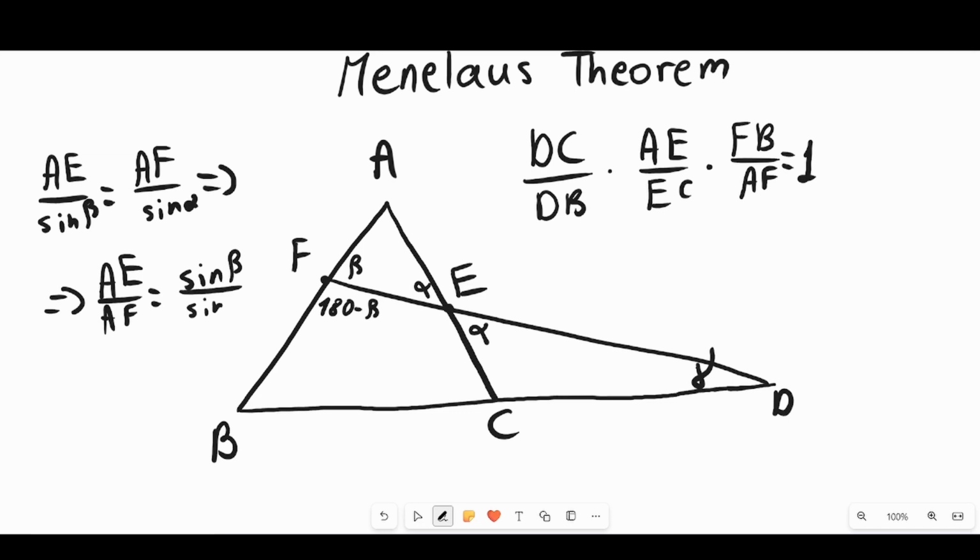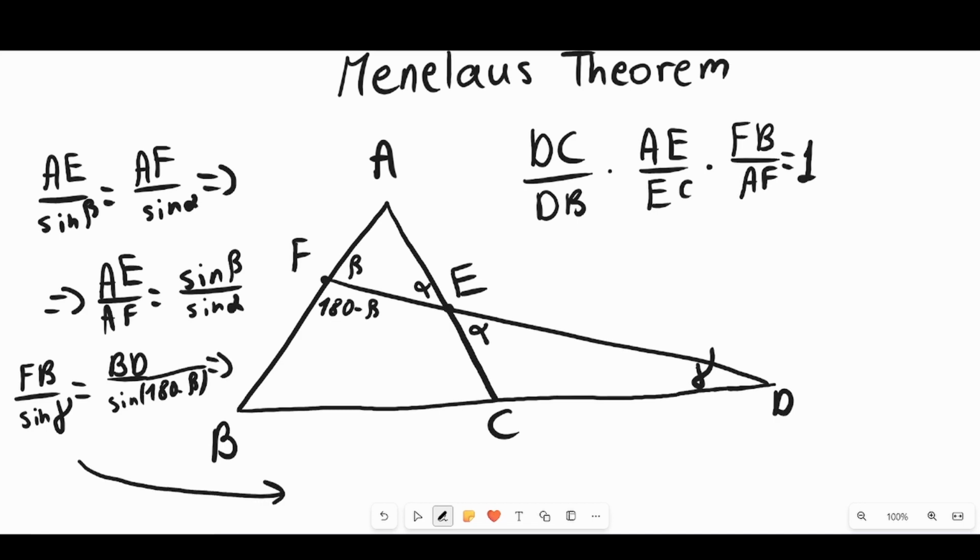We can write the similar law of sines in triangle DFB, and we get that FB over sine of gamma equals BD over sine of 180 minus beta. But we know that sine of alpha equals sine of 180 minus alpha, so this is also sine of beta. So we can conclude that FB over BD must be sine of gamma over sine of beta.